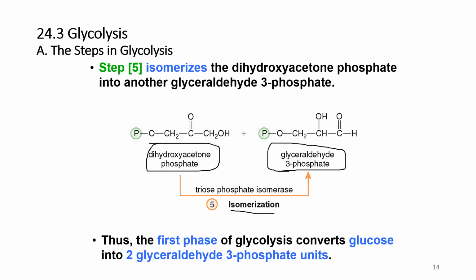We isomerize DHAP with the help of triose phosphate isomerase. So this is an isomerase that works on a 3-carbon molecule that has a phosphate group. So the first phase of glycolysis then converts glucose to 2 glyceraldehyde 3-phosphate.